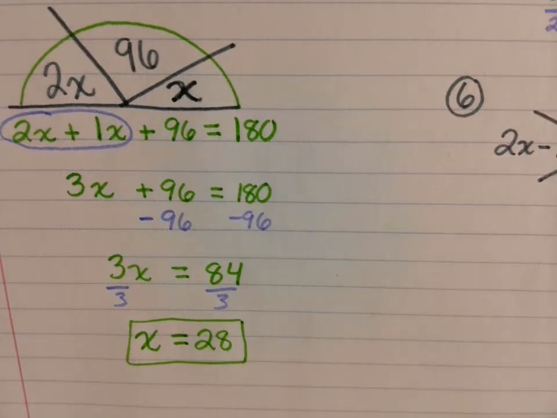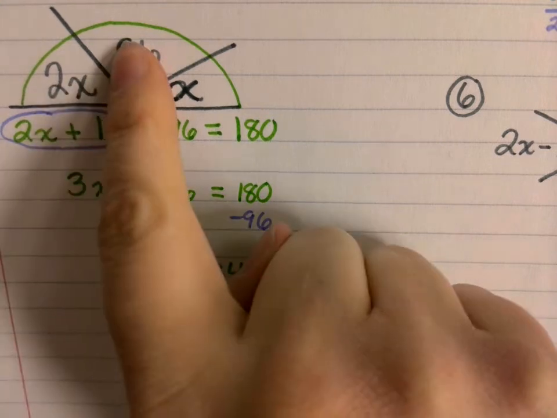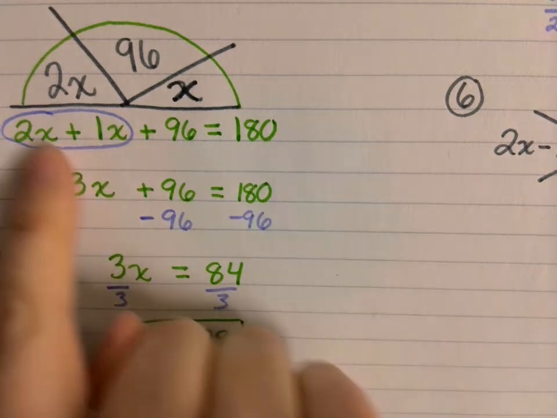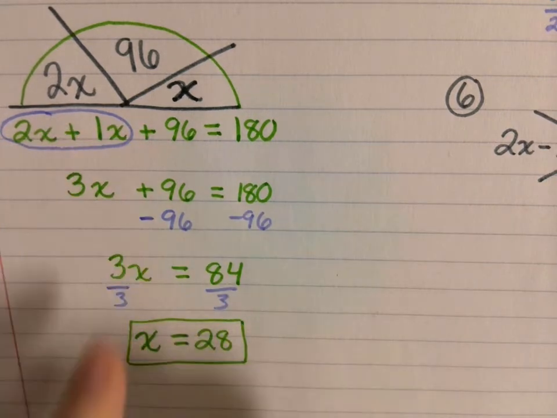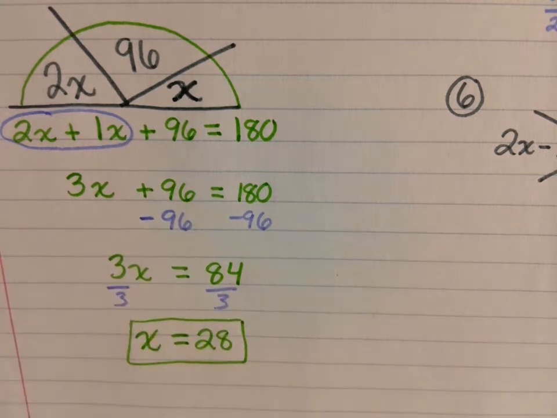Okay, so again, you're just going to write your equation by saying, hey, we're going to add this angle and this angle together to equal 180. We're going to combine our like terms first. Then we're going to solve by addition or subtraction, followed by multiplication or division. Very quick and easy process.